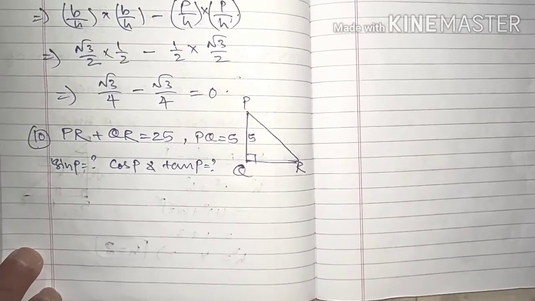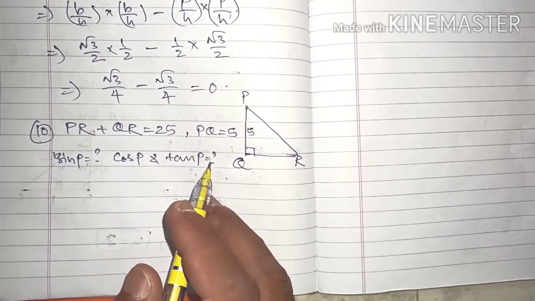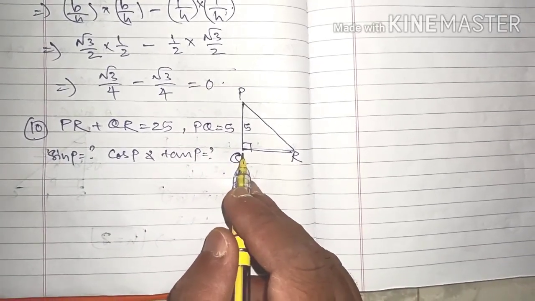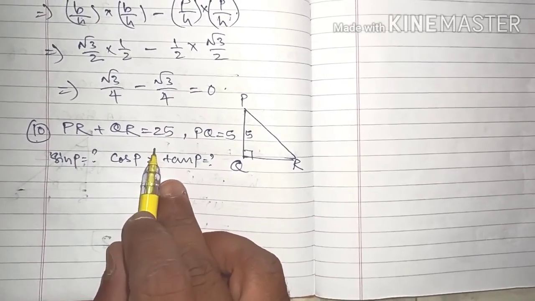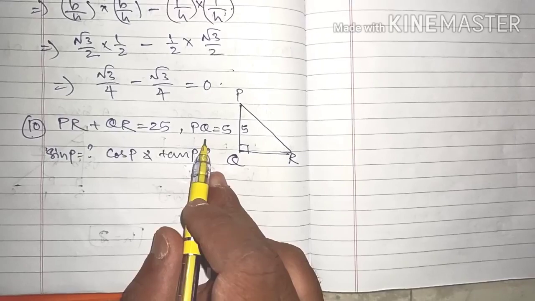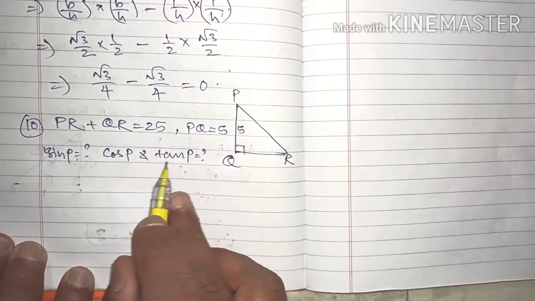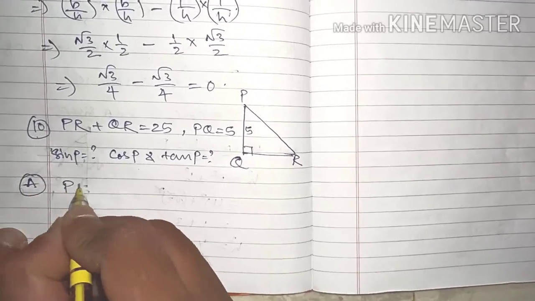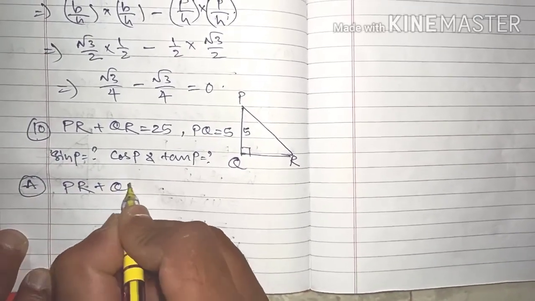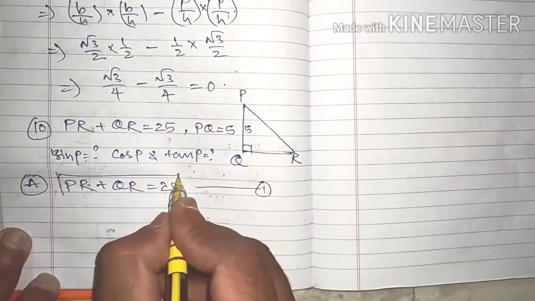Now question number 10. In this question it is given that in triangle PQR, right angled at Q, PR plus QR is 25. PQ's value is given as 5. We have to determine the value of sin P, cos P and tan P. So first of all we will write what is given. PR plus QR equals 25. I am taking it as equation 1.